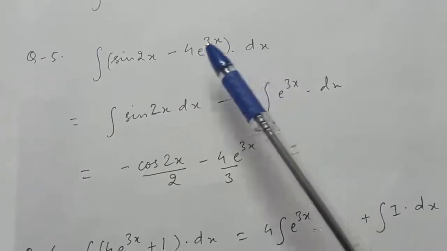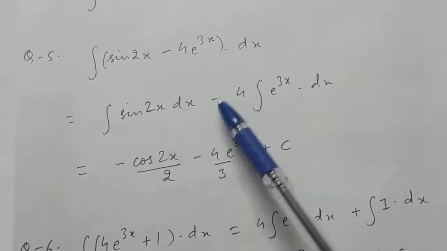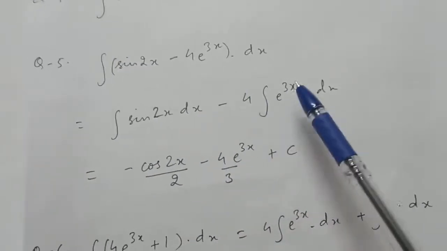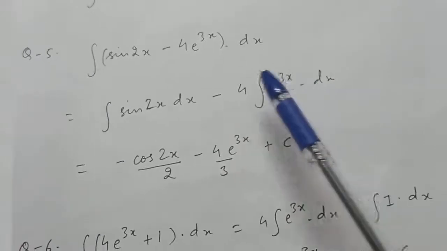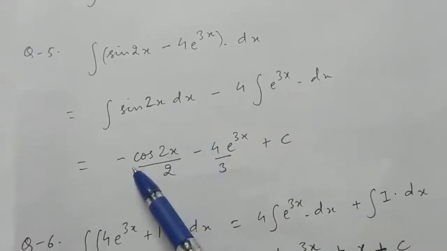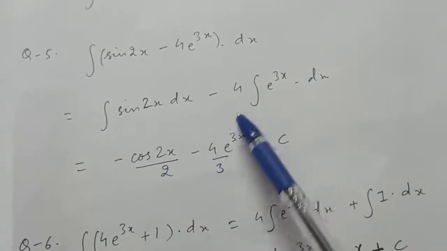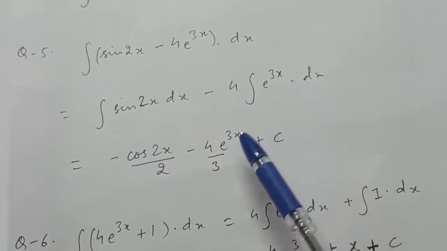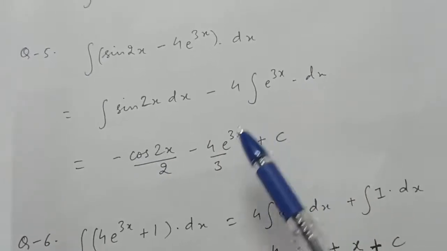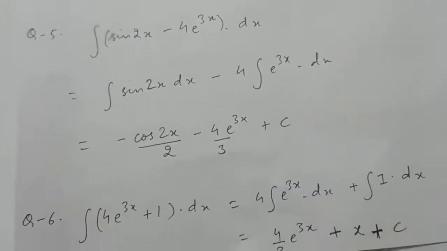Now question number 5th is integral of sine 2x minus 4 into e raised to the power 3x with respect to x. So it can be written as integral of sine 2x minus 4 outside the integral into integral of e raised to the power 3x. Now integral of sine 2x is minus cos 2x upon 2, minus 4 as it is. Now integral of e raised to the power 3x is e raised to the power 3x upon 3 plus c.